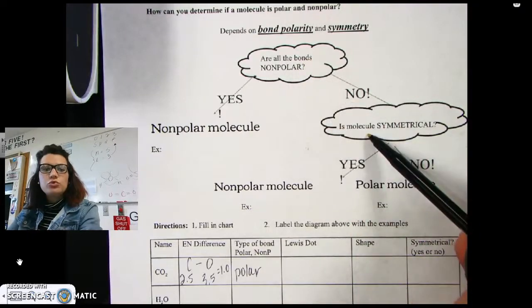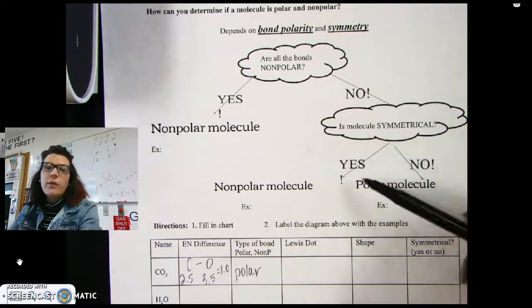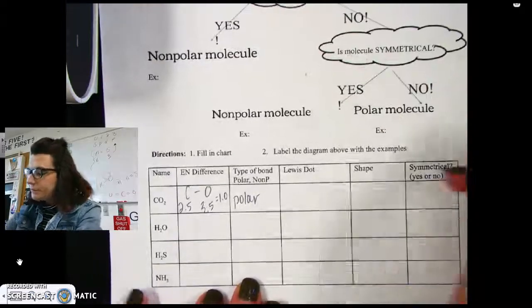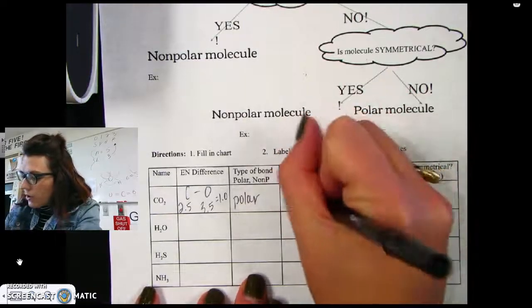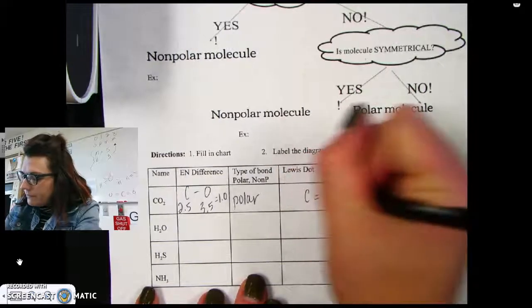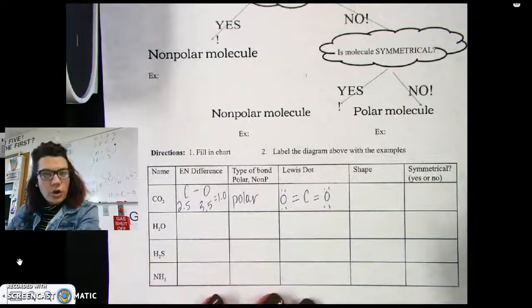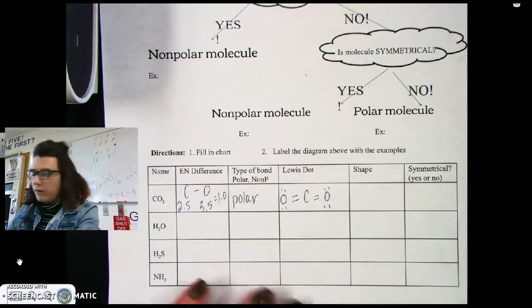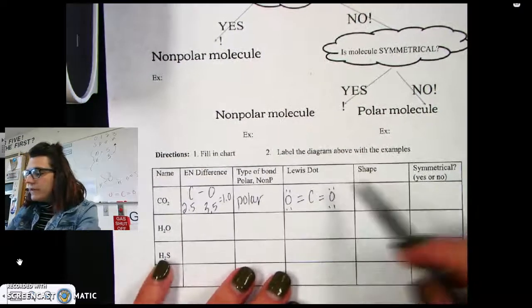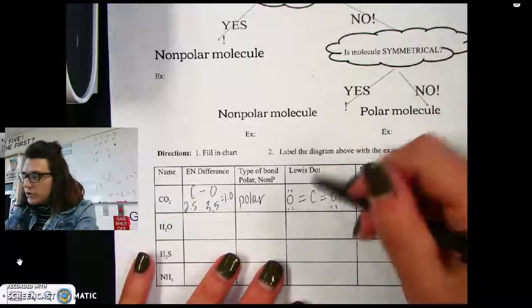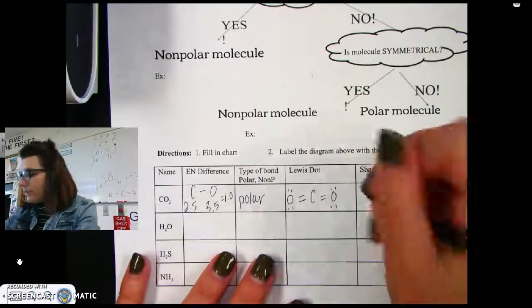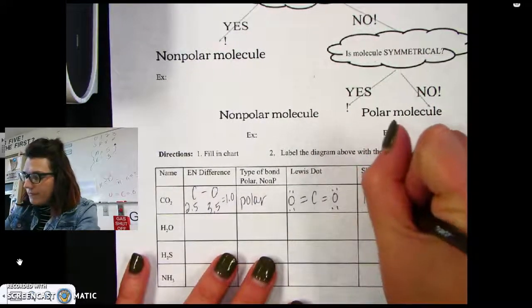So now I have to draw the molecule to figure out whether it's symmetrical or not. So if I was to draw carbon dioxide, it looks like this. Know how to draw carbon dioxide. Hint. Okay? So the shape of this guy, it's linear, right? Because there's no lone pairs on the central atom. Therefore, this is a linear shape.